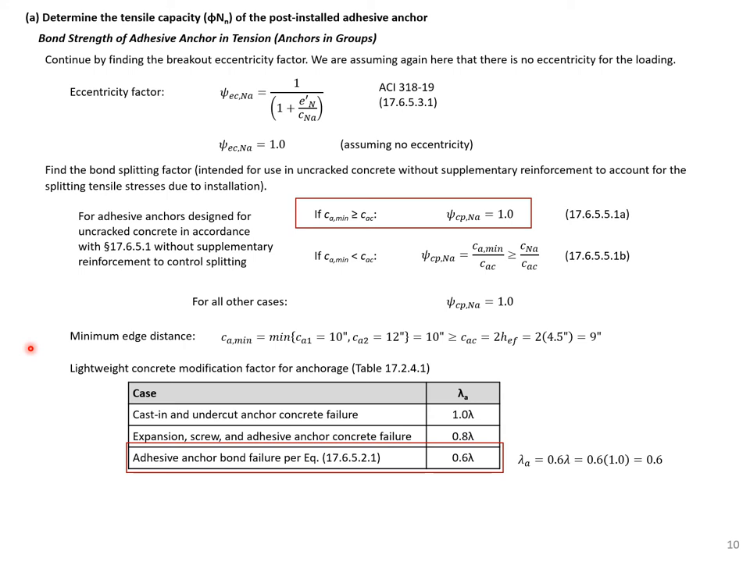Next, we need our lightweight concrete modification factor. Here, we're down here in the table, so now we have an adhesive anchor bond failure. So with a bond failure for adhesive anchors, our lambda sub A is going to be equal to 0.6 times lambda. Our lambda is still 1.0 for normal weight concrete, so our lambda sub A factor is just going to be equal to 0.6.